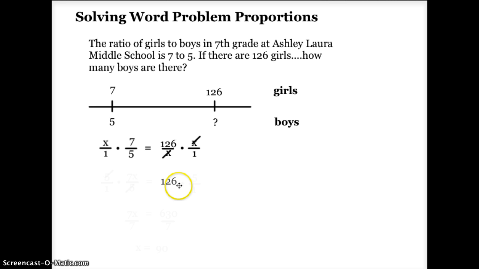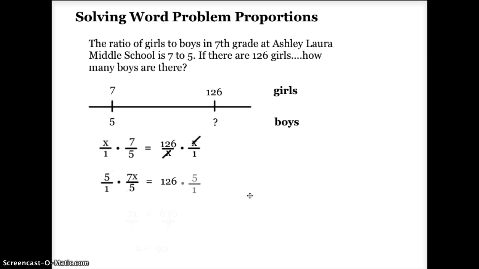The other side, I have X times 7 divided by 1 times 5. That's just going to be 7x divided by 5. I've gotten rid of one of the fractions. Now I've got to get rid of the other fraction on the left-hand side. The way I do that is by multiplying by the denominator. My denominator on the left-hand side is 5. So I'll multiply both sides by 5 over 1.